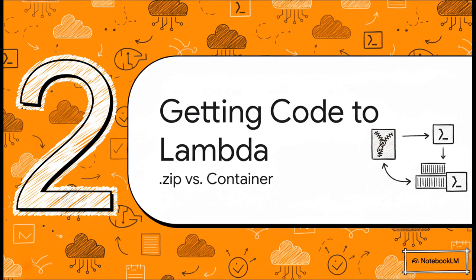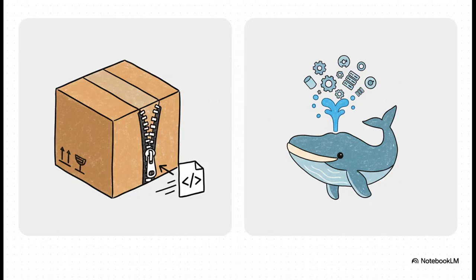Okay, so you've written your awesome code. It's sitting there on your machine. Now what? How do we get this thing up into the AWS cloud where it can actually do something useful? Well, you've basically got two main paths you can take. Path number one is the classic .zip file. It's simple, it's direct, you just package your code and its dependencies and you're good to go. It's perfect for most functions, honestly.